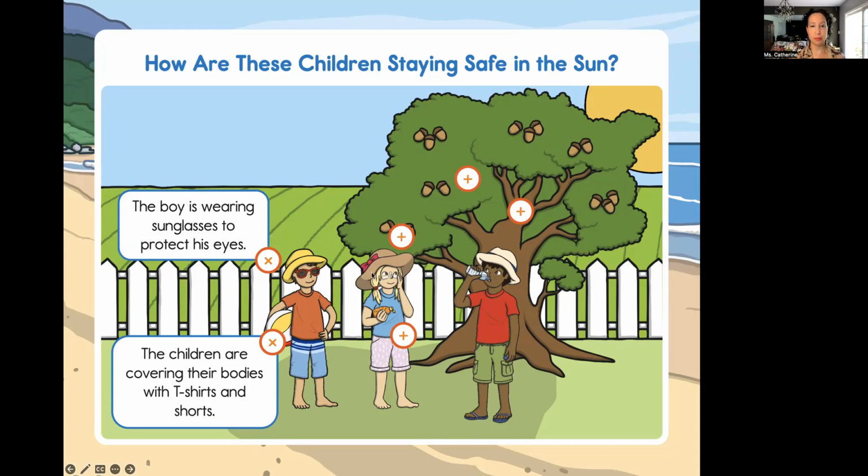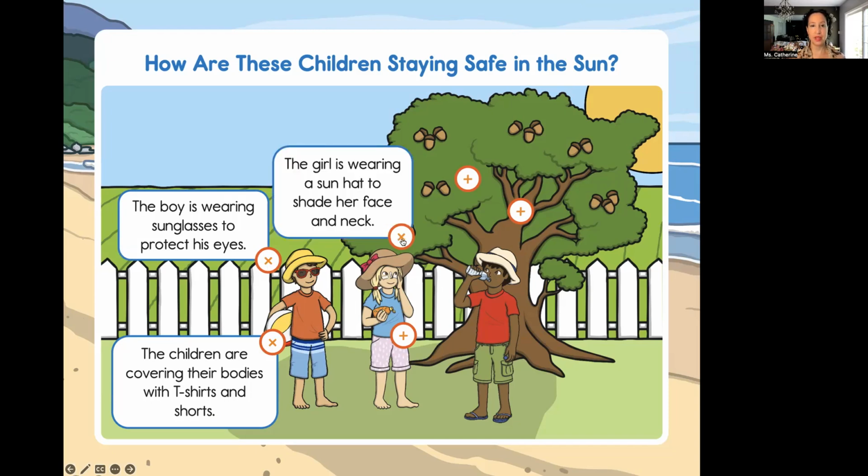Okay, let's look at this person. The girl is wearing a sun hat to shade her face and neck. Now, what does the word shade mean when we shade ourselves? That's right. It's not in the sun. We're protecting ourselves from the sun.